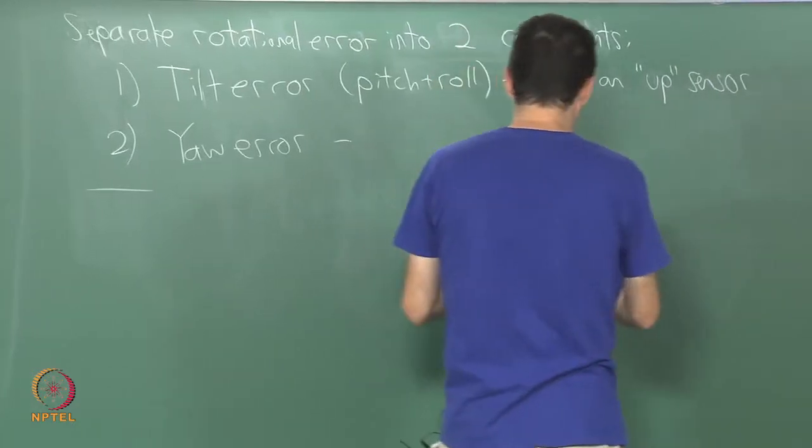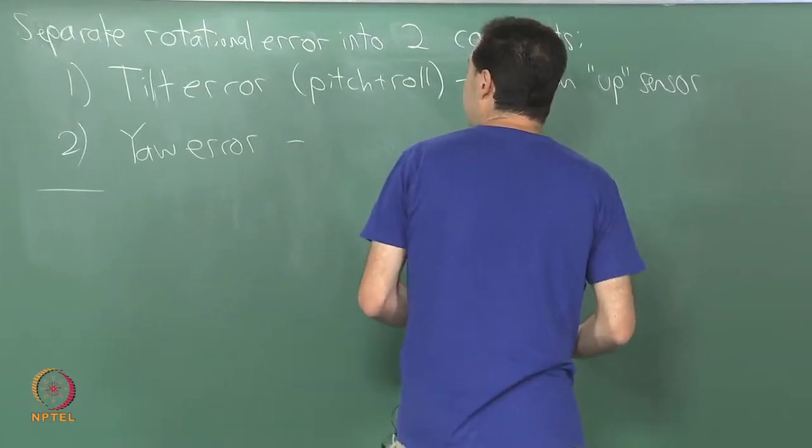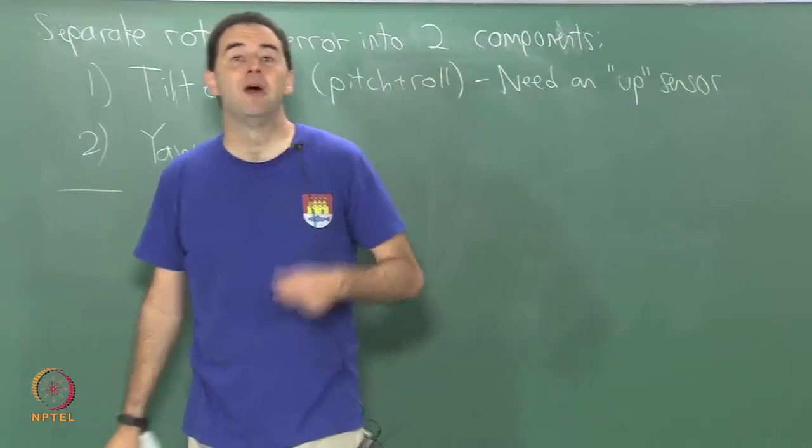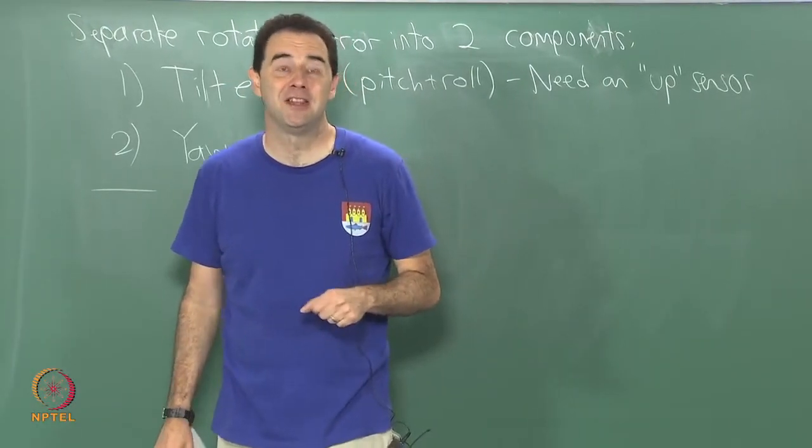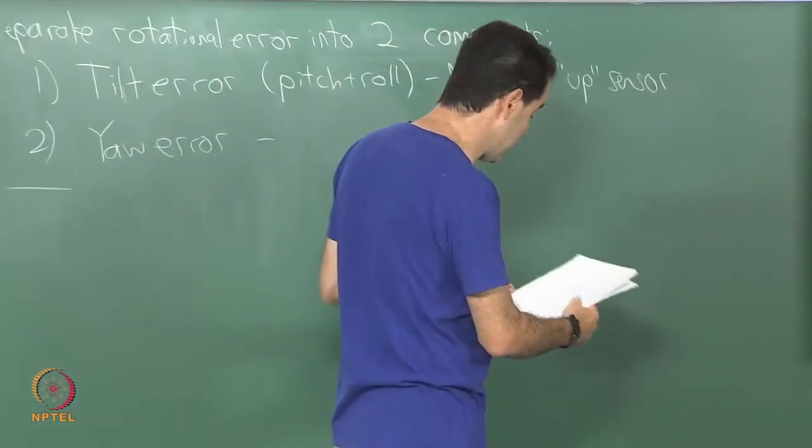And then, in the case of yaw error, we would like to have some measurement of which way was forward initially, and we'd like to keep maintaining that. So we need something that behaves like a compass.